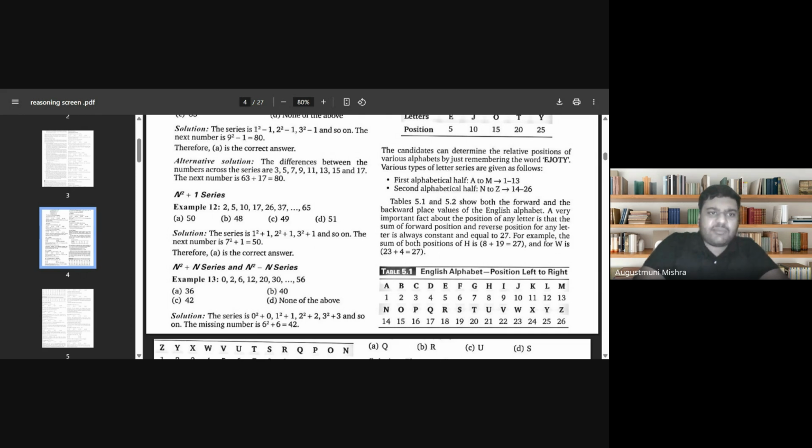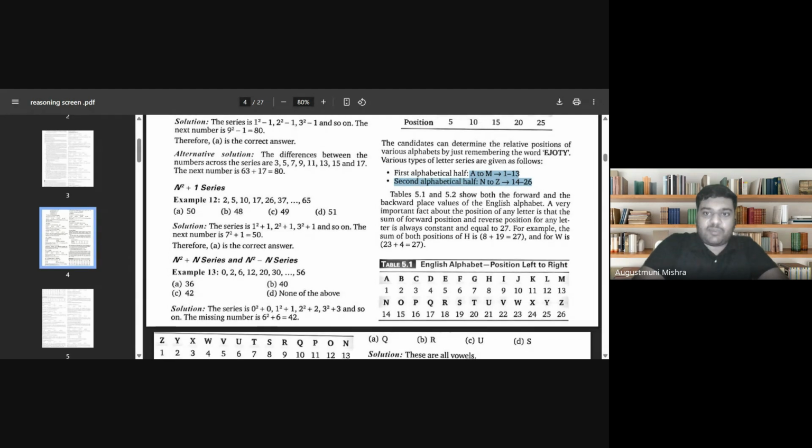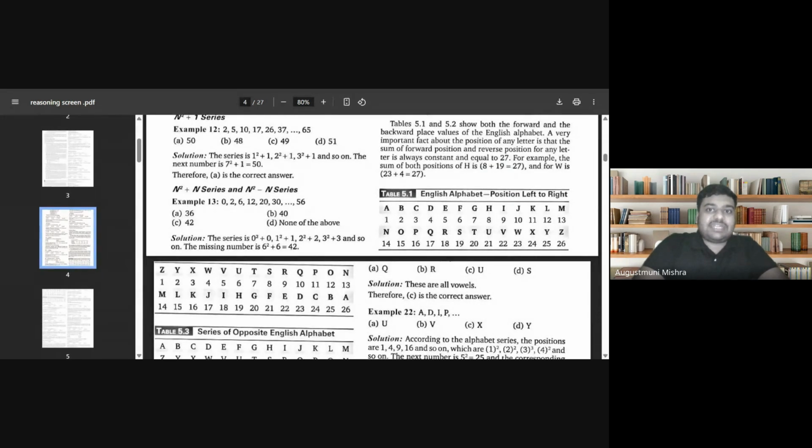You can remember it with the help of this also. This can be a trick. A to M is 1 to 13, and N to Z is 14 to 26. I think they have prepared a table here. Like this, you can prepare a table before starting your exam, and that will help you a lot.